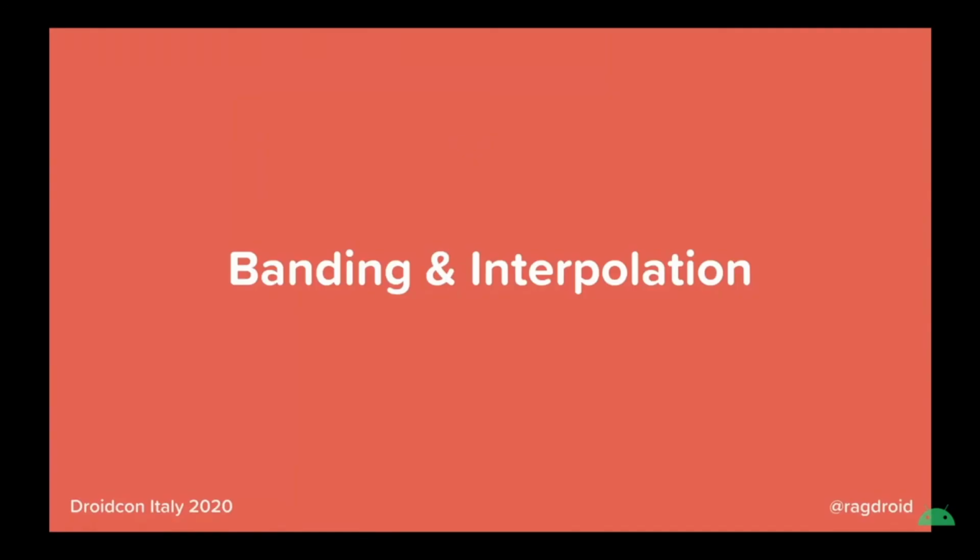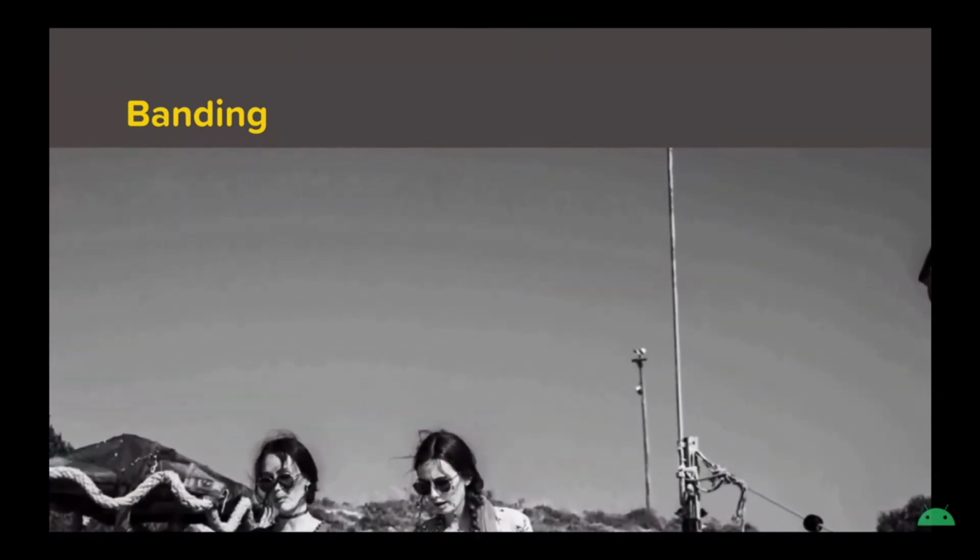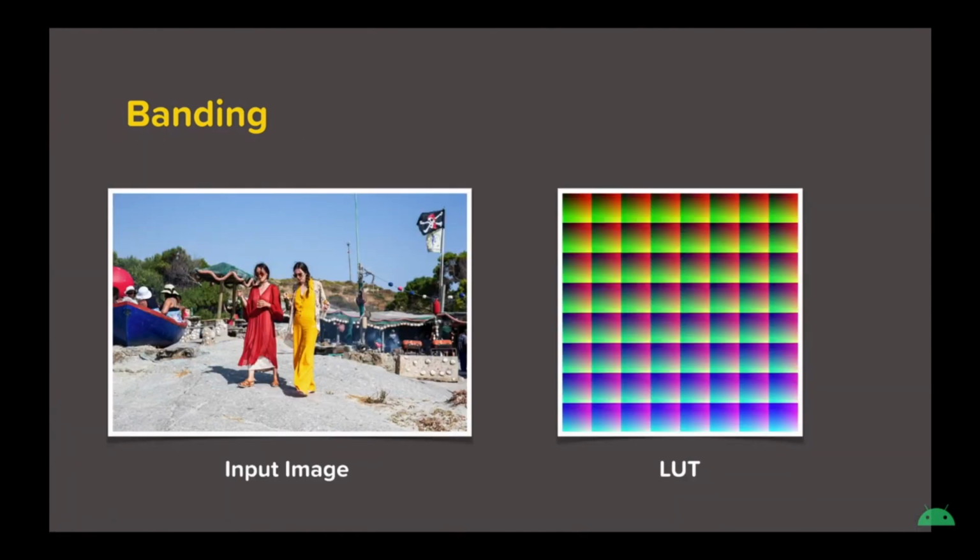So even though everything is working, there were a few more hurdles that we had to face. For example, banding and interpolation. So this is how in some cases our output images look. There is a bit of banding. Let me zoom in a little bit for you. So these kinds of artifacts we could see in our filtered images.